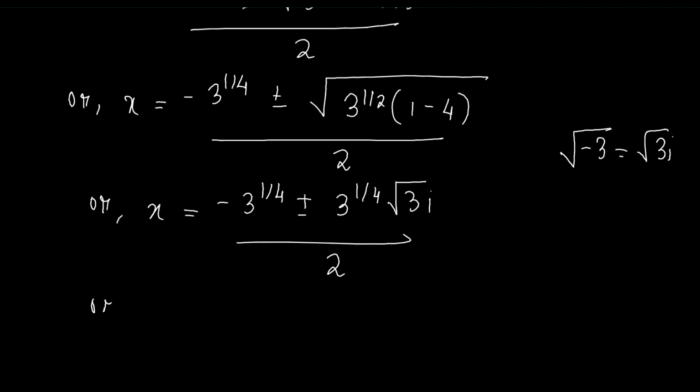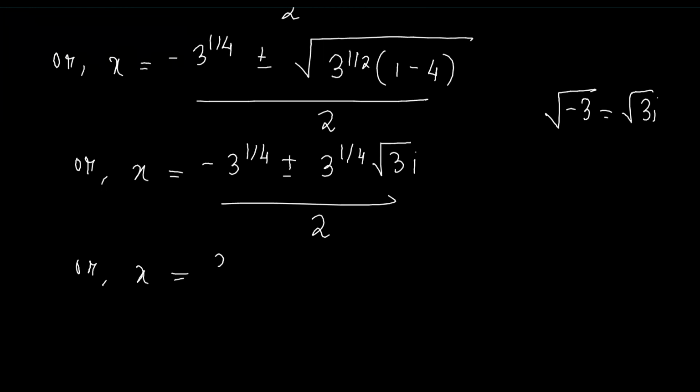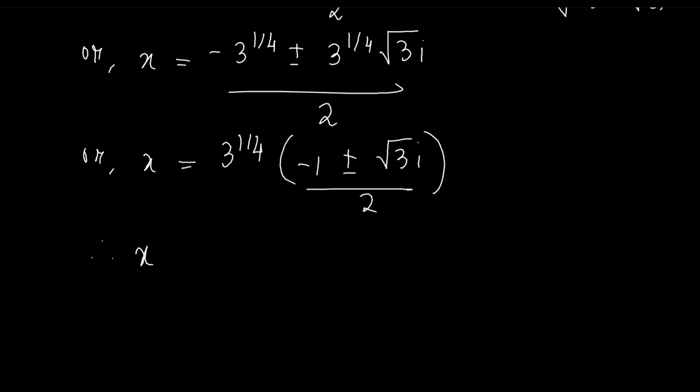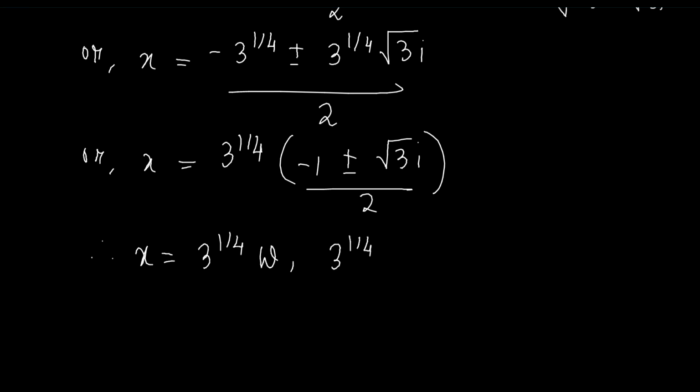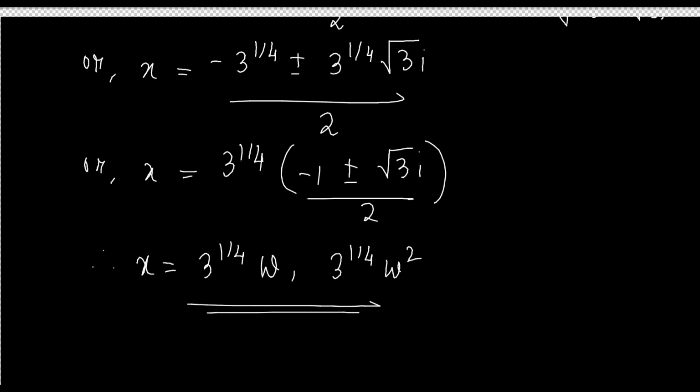Now if I take 3 to the power 1 by 4 common, this is actually minus 1 plus minus root 3i by 2. So you can very well see the two roots that we have got, that is 3 to the power 1 by 4 times, now this is actually omega and omega square. This is minus 1 plus minus root 3i by 2, so once it will be omega and otherwise it will be omega square. So we can write that the two roots are 3 to the power 1 by 4 omega and another is 3 to the power 1 by 4 omega square. Okay, so this is the trick behind this sum.